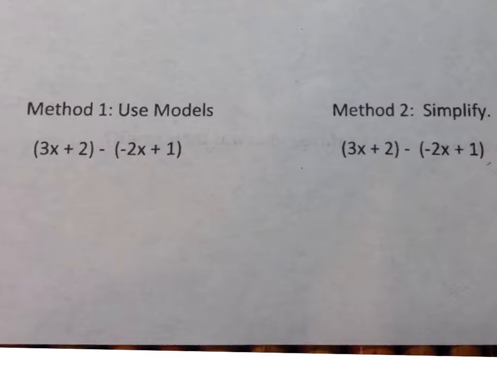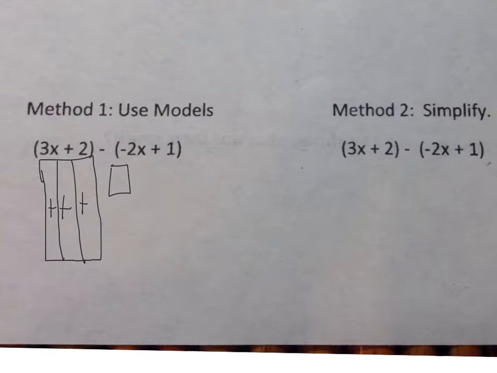Okay, going on to the next example, again, we're going to use models, and I'm going to show you how to simplify algebraically. So this one's going to be a little bit different with using models. I still start out the same. 3x plus 2 is the first thing that I want to model. So I'll have 3 x's. Go ahead and draw that. And they're going to be positive. So put a little plus sign. And then positive 2.